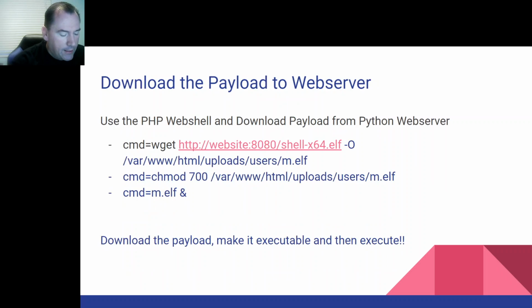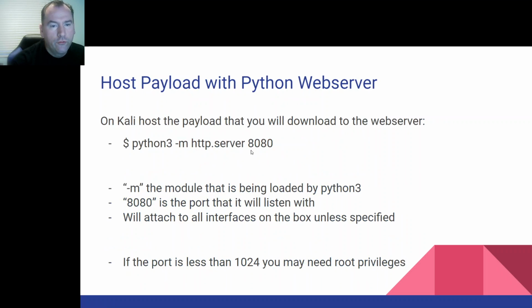Just remember, as a red team, you do want it to somewhat hide from the blue team. So think about that as you're deciding which port to use. Sometimes if the port is less than 1024, you need escalated privileges to be able to execute the python3 command.